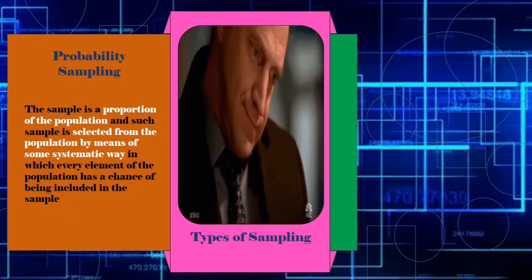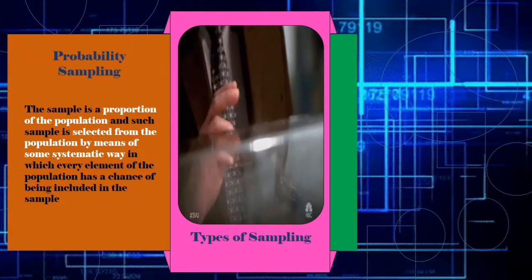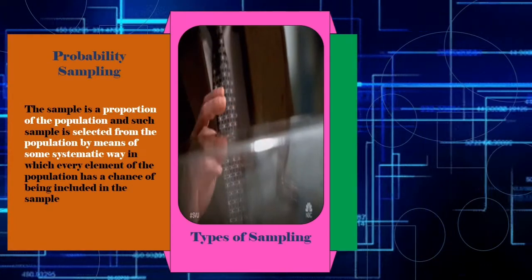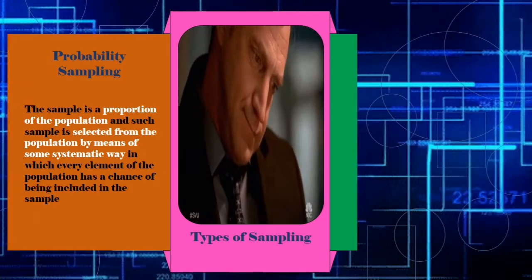So for a participant to be considered as a probability sample, he or she must be selected using a random selection.